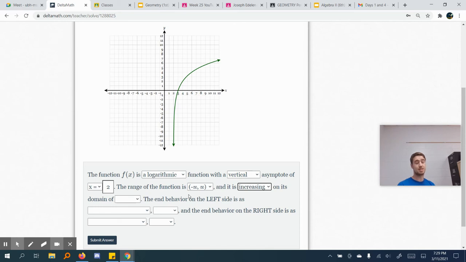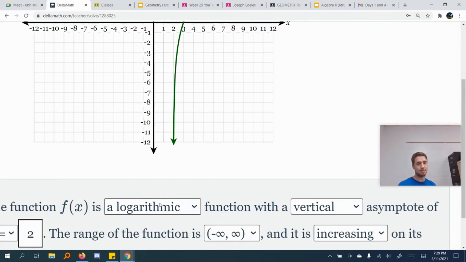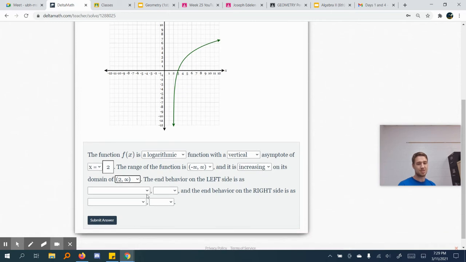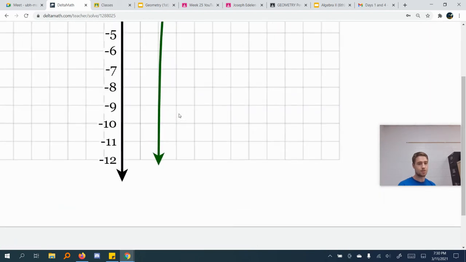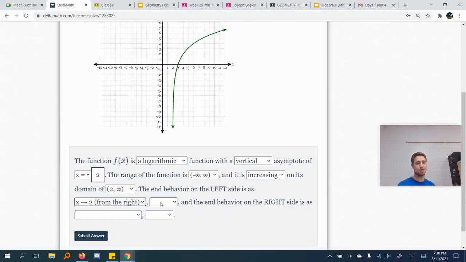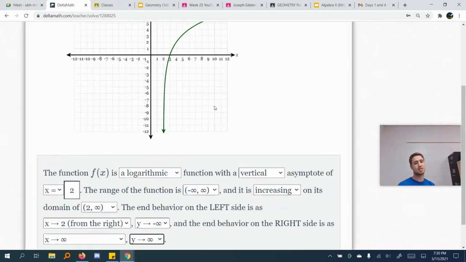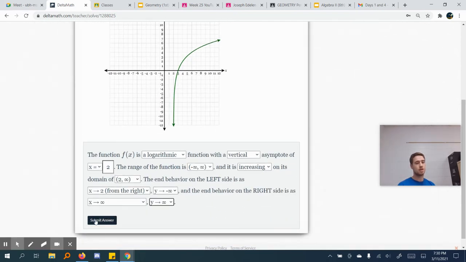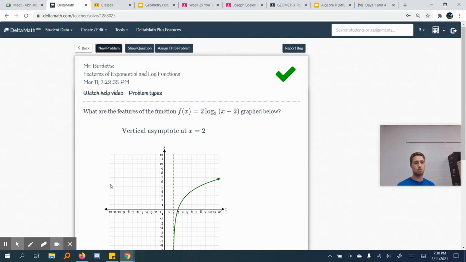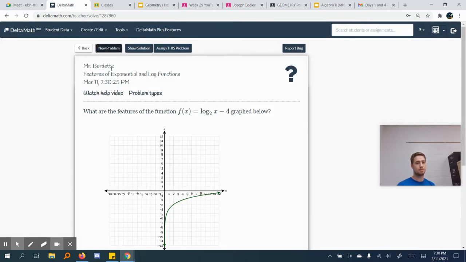It is increasing because you see it kind of climbing and making a name for itself here on its domain of everything to the right of 2. So (2, infinity). The end behavior on the left side is as x approaches 2 from the right, meaning as we're getting closer and closer to 2 from things slightly greater than 2, y is going to go down to negative infinity. And as x approaches infinity, because it can expand outwards forever, y approaches infinity, because it's just going to keep on going forwards and upwards. So we're going to submit our answer, and boom, we nailed it. Let's go to new problem.